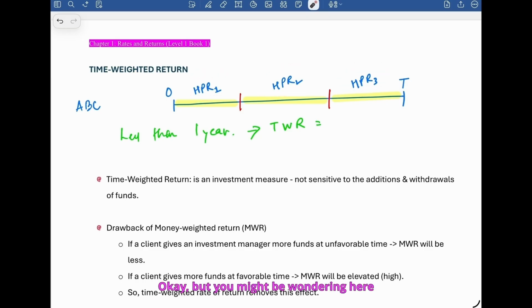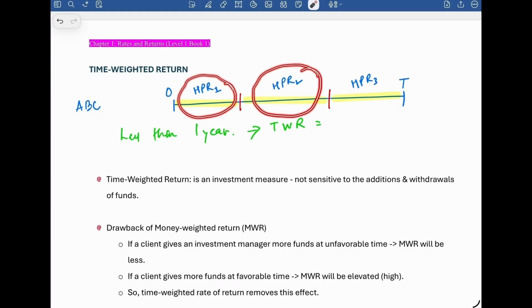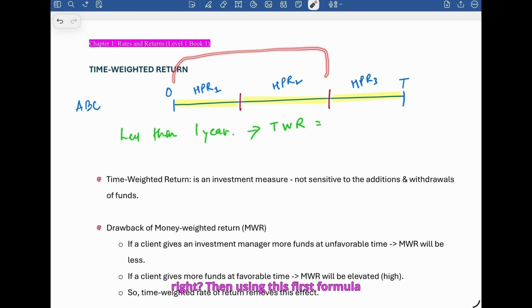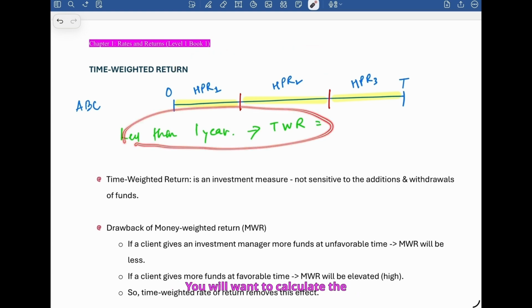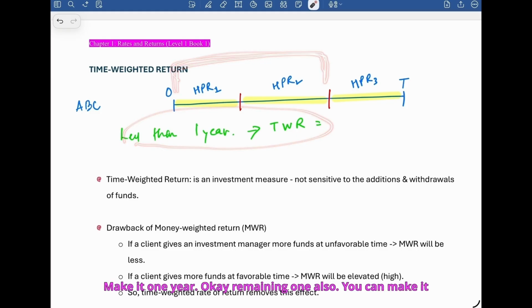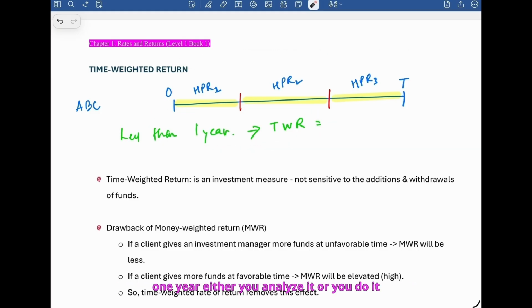But you might be wondering, there might be certain confusion. Suppose this is for 9 months and this is for then 3 months. Then how am I going to make it a year? So please stay focused. If this is for 9 months and this is for 3 months, this entire part will be for 1 year. Then using the first formula, you will calculate the holding period return for this. Make it 1 year. The remaining one also, you can make it 1 year. Either you analyze it or you do it. We'll see the example, you'll understand.